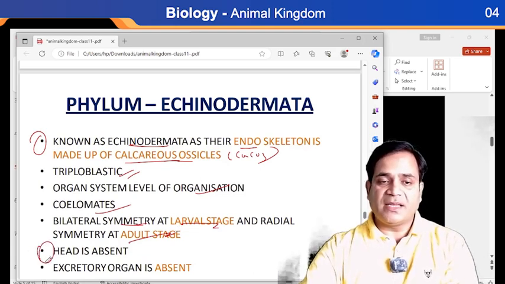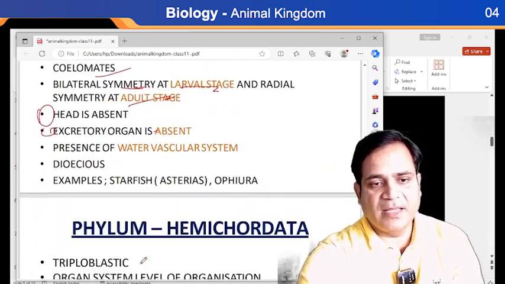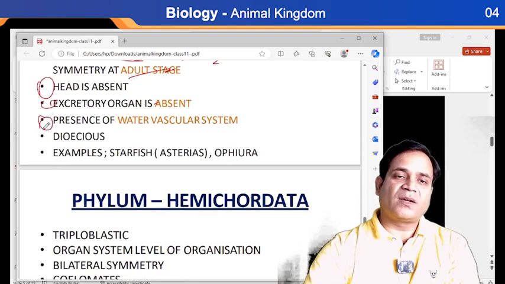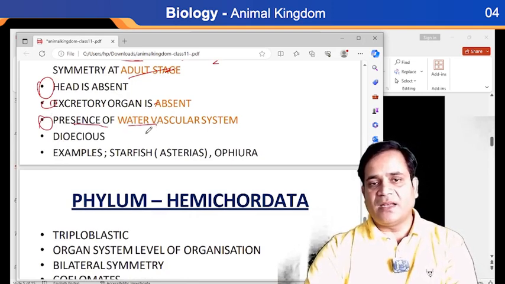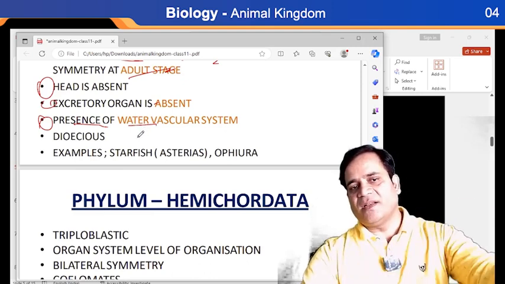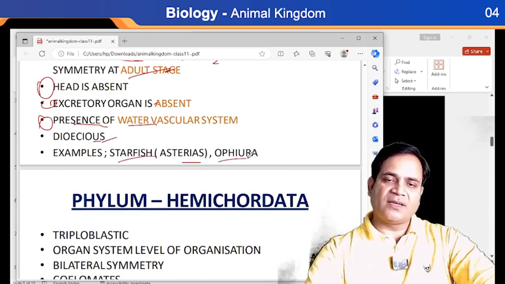Is the head present? Yes. And the excretory organ is absent? Yes, the excretory organ is totally absent, my dear. What is unique in these animals? The presence of a water vascular system. This is the unique system in phylum Echinodermata, which is responsible for the exchange of materials. Dioecious, that is only one sex. Examples are starfish, sea urchin, or sea lily.